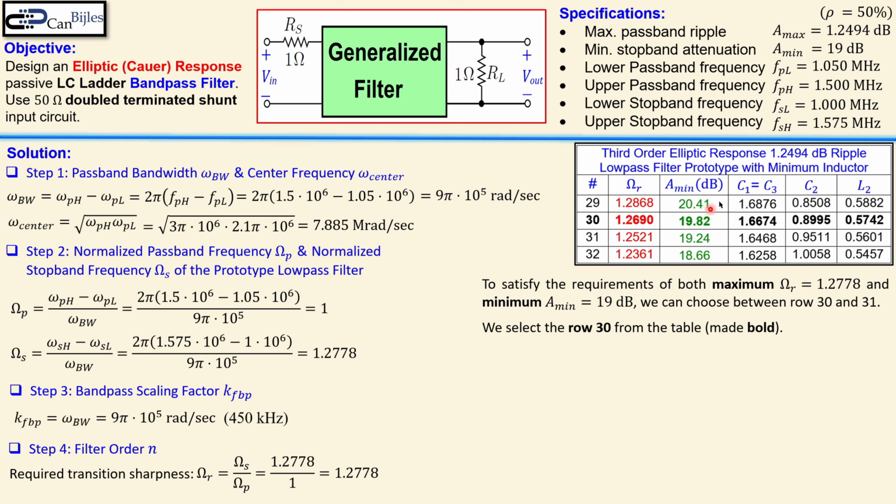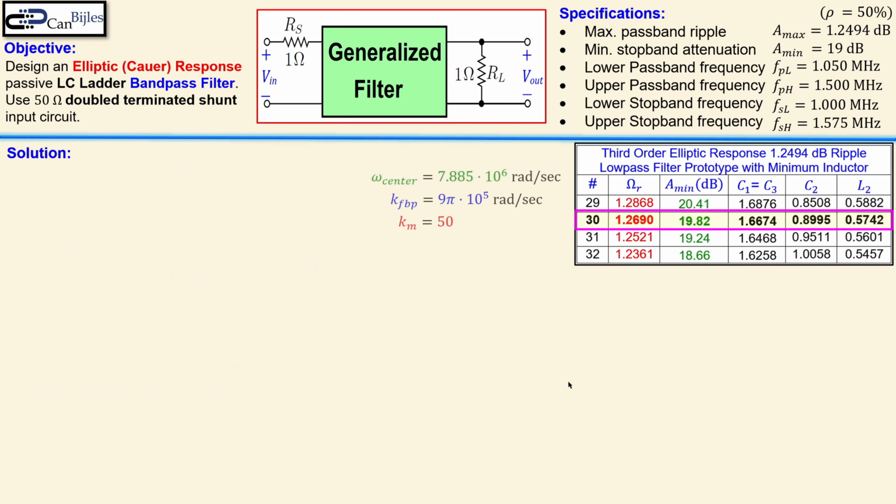Okay, and these are the component values normalized we will use shortly in the future steps. Going on, and then also collecting the values we just determined for omega center, the bandpass scaling factor, and also the magnitude scaling factor, which is discussed because we need to go from 1 ohm to 50 ohm. Now, this is also one of the important steps, because we need to make now the low pass to band pass filter transformation, the circuit transformation.